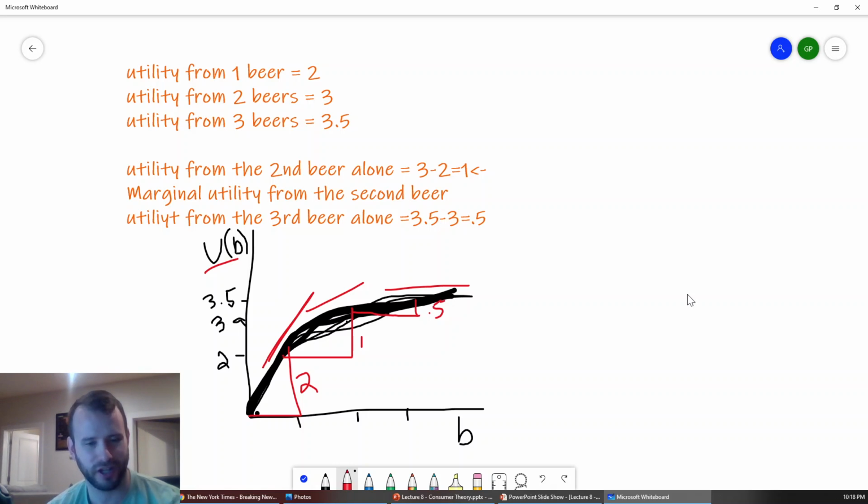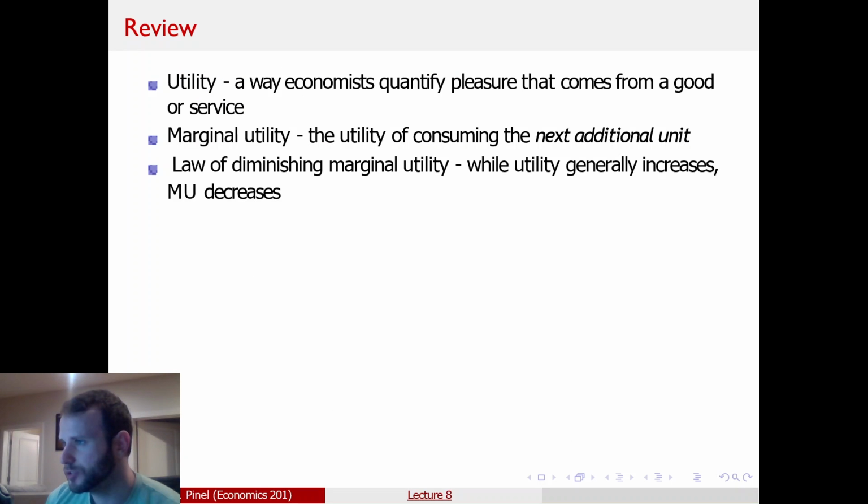The impact from the last set of $100 is going to be nothing, but the impact from the first set of $100 is going to be awesome. Okay? So that's the law of diminishing marginal utility. While utility generally increases, the marginal utility decreases.